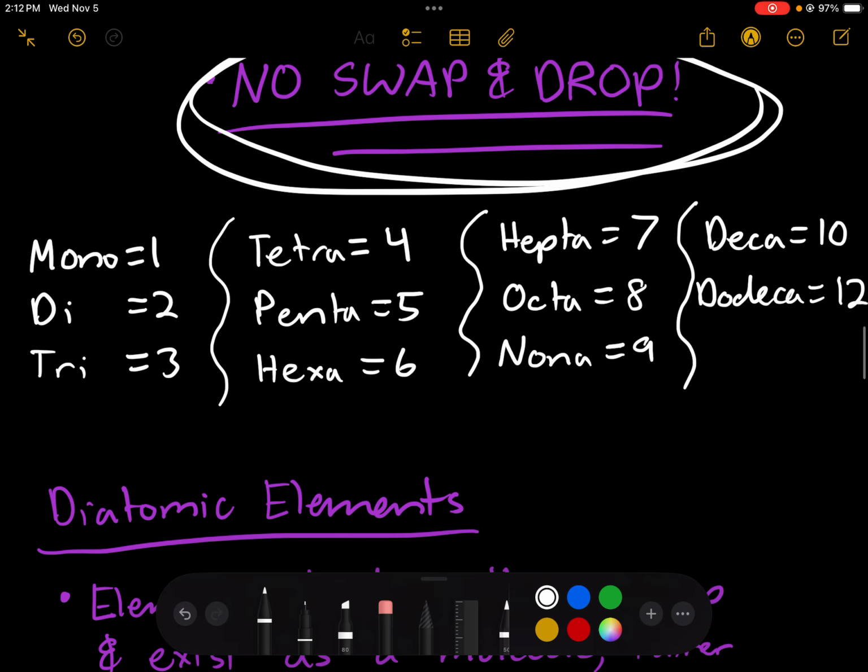These are your prefixes. We have mono, di, tri, tetra, penta, hexa, hepta, octa, nona, deca, and every now and again you'll see dodeca. And they mean 1 through 10, and then dodeca is going to mean 12. So literally, that is the only piece of information that you're going to need to make your successful covalent compounds.